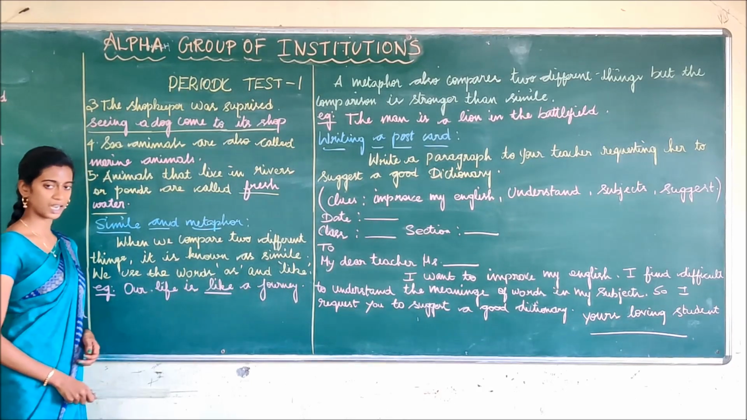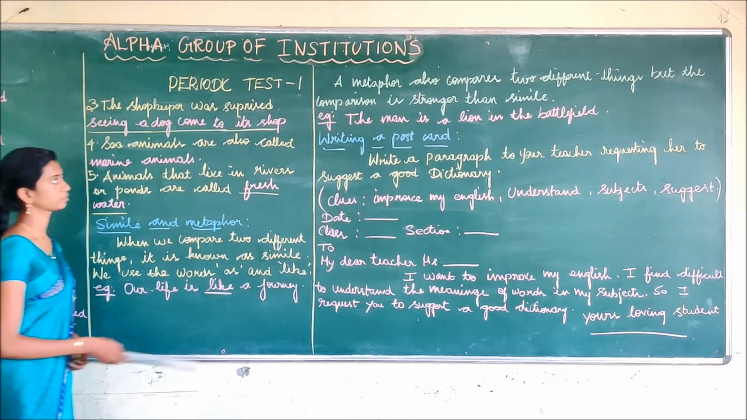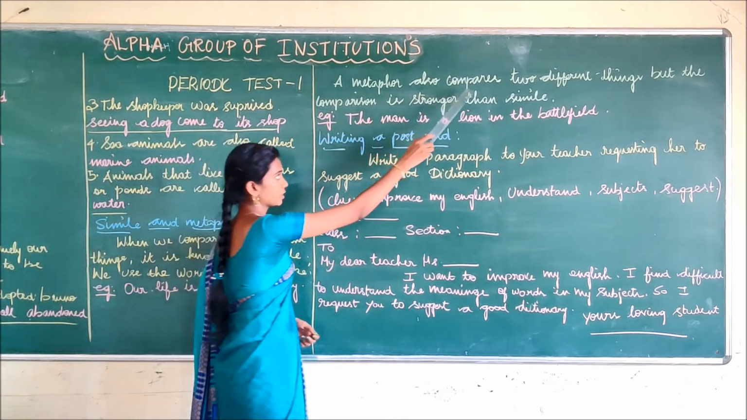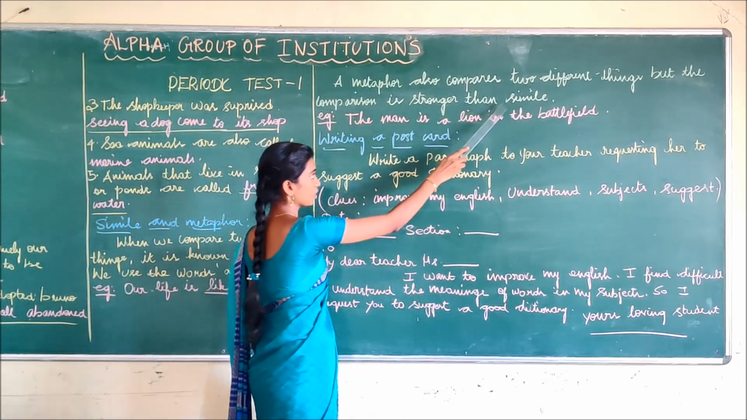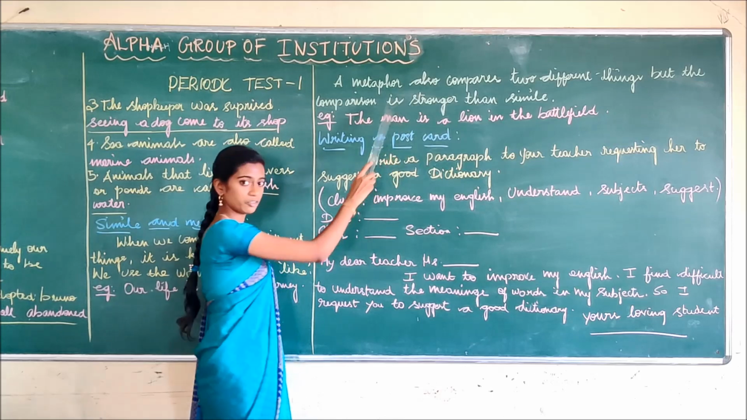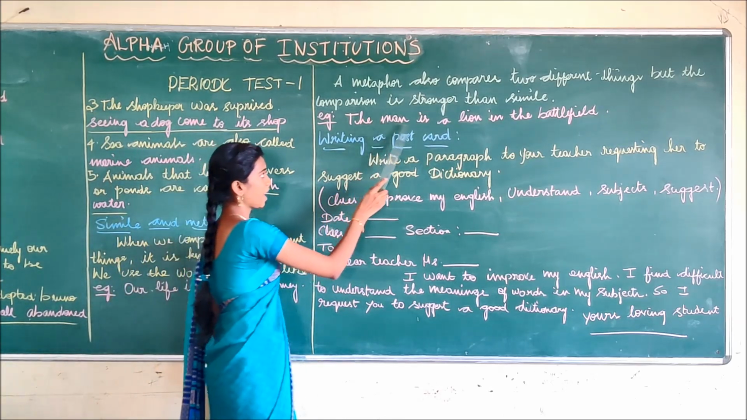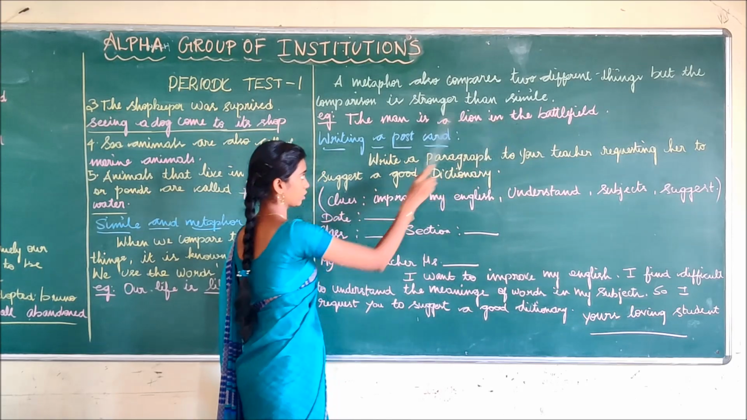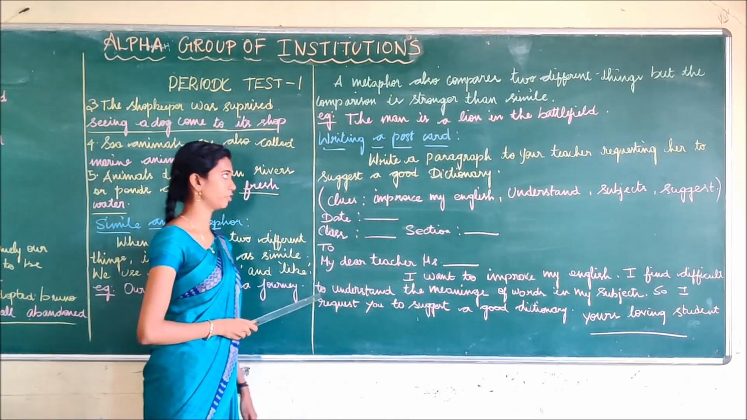So if the sentence contains as and like, it is known as the simile. A metaphor also compares two different things, but the comparison is stronger than the simile. So metaphor is also nothing but a comparison. The man is a lion in the battlefield. So the man has been compared to a lion. So it is known as metaphor.